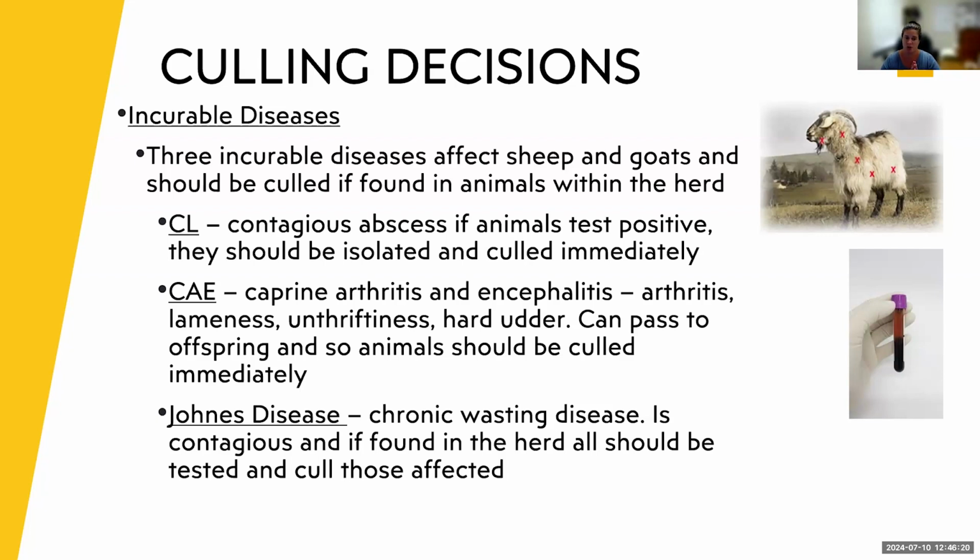Johne's disease is a chronic wasting disease. It is also contagious, and if found in the herd, all those that were positive should be culled. And Johne's disease can also affect other ruminants. So cattle commonly have Johne's disease as well, and it can be transmitted between small ruminants and large ruminants.